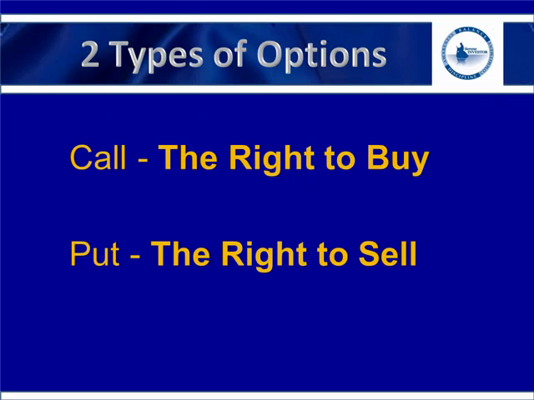So there's only two types of options. There's the call and the put. Now, a call is the right to buy something. The put is the right to sell something. So if I buy a call, I have bought the right to buy a stock. If I buy a put, I have bought the right to sell a stock. So let me show you.